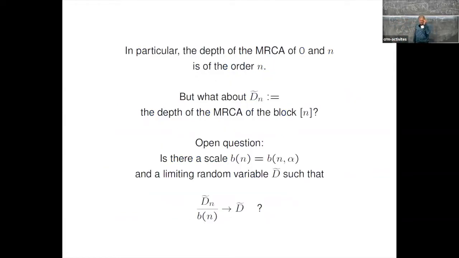Now, again, we know about the depth of a common ancestor of 0 and n. But what about the common ancestor of the entire block? What about this d_n tilde, which is the depth of the MRCA of the entire block? An open question, which sometimes costs us parts of our nights, is: is there a scale and a limiting variable such that this goes to a limiting distribution on a certain scale?